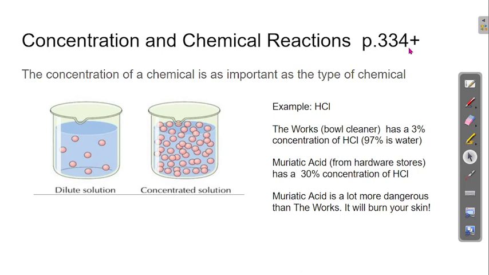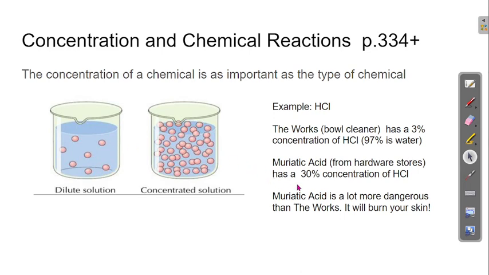The first example they give you is hydrochloric acid. Hydrochloric acid, like in The Works, which is a bowl cleaner solution, has 3% concentration of that hydrochloric acid. That means that 97% is water. It's been diluted. There's a very small amount of hydrochloric acid. Most of it is water. Hydrochloric acid here is represented by the pink circles.